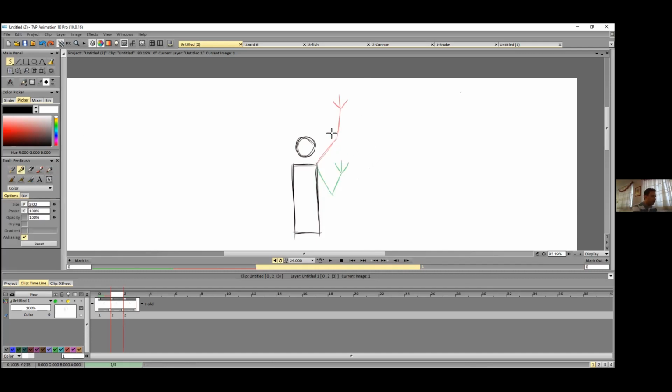And here I draw it between the first frame and the third frame.